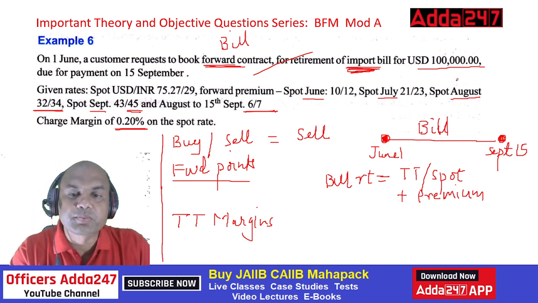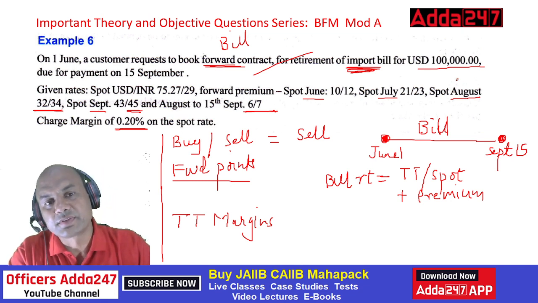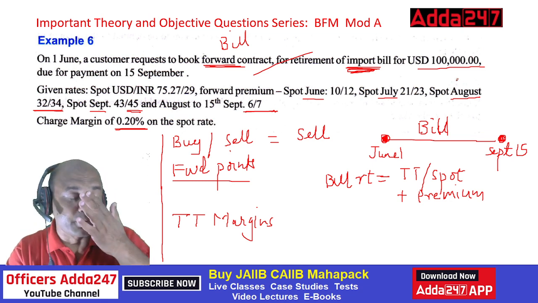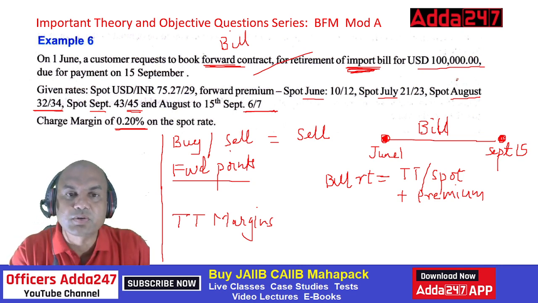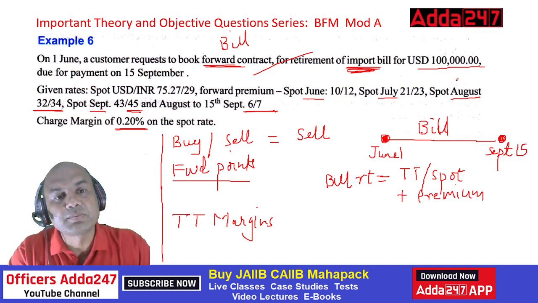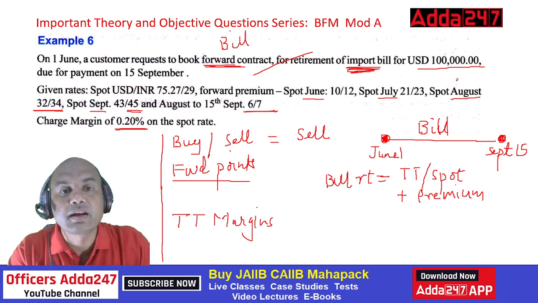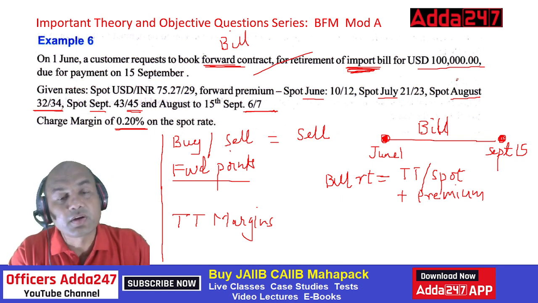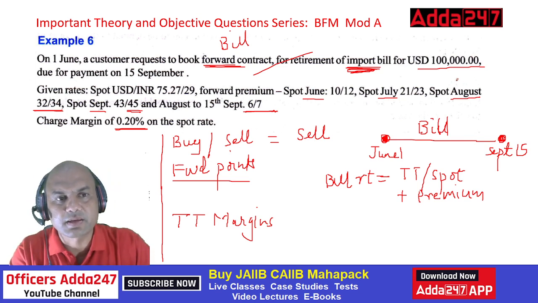Then you decide on the forward points. Always forward point is what? Spot plus that forward points given. So whatever that spot is plus forward points means if it is premium then plus, if it is discount then minus. Okay. And last one is TT margin. TT margin means, whenever you are selling, you will always add the TT margin. Whenever you are buying, you will always subtract the TT margin. These are the 3 summary points of this numerical.